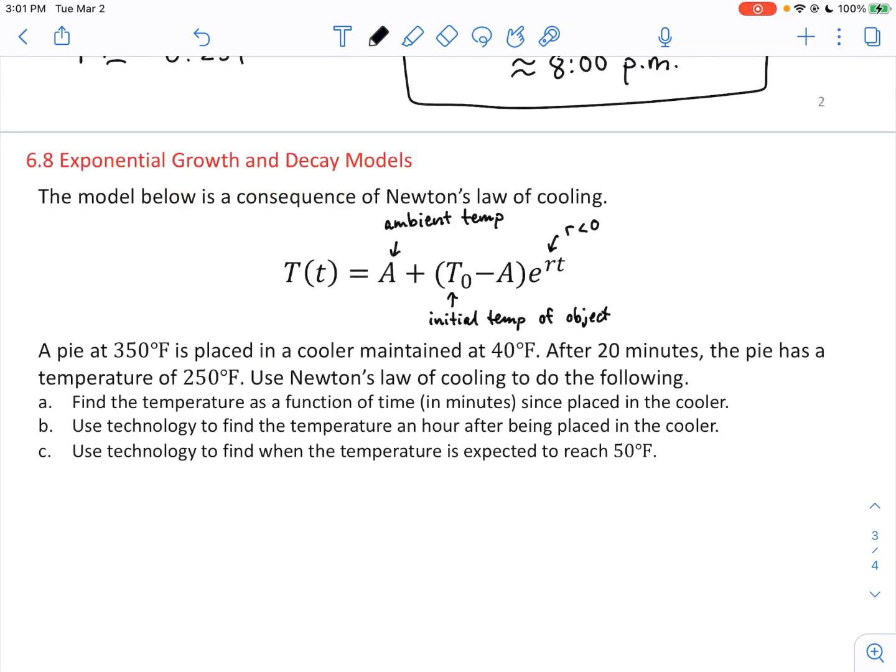Okay, a pie at 350 degrees Fahrenheit. So I guess this pie just came out of the oven. It's placed in a cooler that's maintained at 40 degrees. But we are assuming that the 40 degrees is not changing. It's somehow maintained, so we only expect the temperature of the pie to drop. Now, after 20 minutes, the pie has a temperature of 250 degrees. Use Newton's law of cooling to do the following. And when it says Newton's law of cooling, it just means use this model.